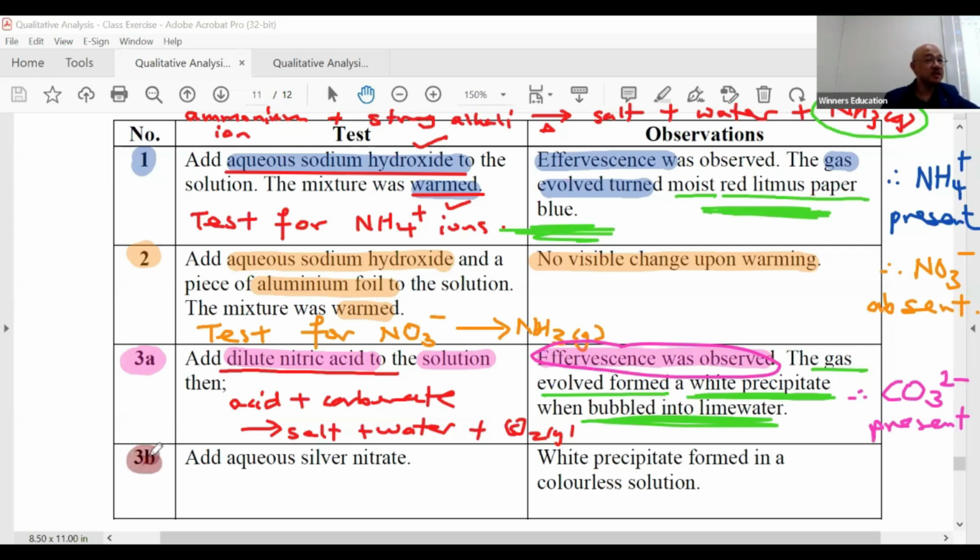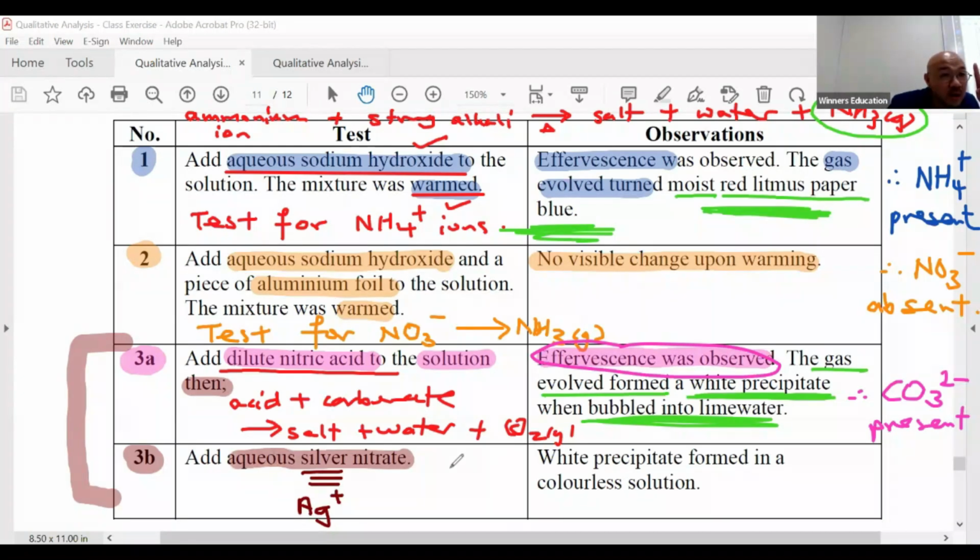Is this a new test tube number 4? Yes or no? Very good. It is not, because it's labeled as 3B. And over here, they also say so. The tube you use in 3A, you use it in 3B. So after you do a test, you carry on to add aqueous silver nitrate. And we all know aqueous silver nitrate, you're testing for what? You're testing for silver ion, you test for what? Take a look, you're testing for chloride ion, right?